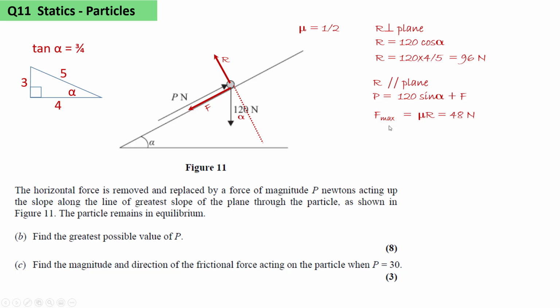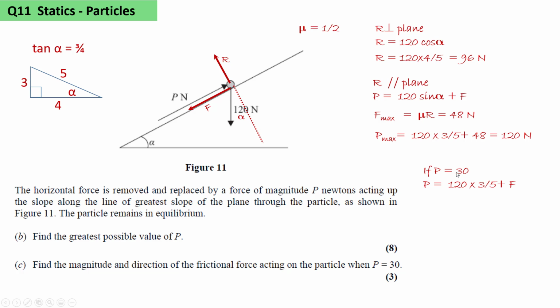The maximum value of the friction, F max, will be mu R, which will equal 1/2 of 96 newtons, which equals 48 newtons. P max will be 120 sine alpha plus F max, which equals 120 newtons.